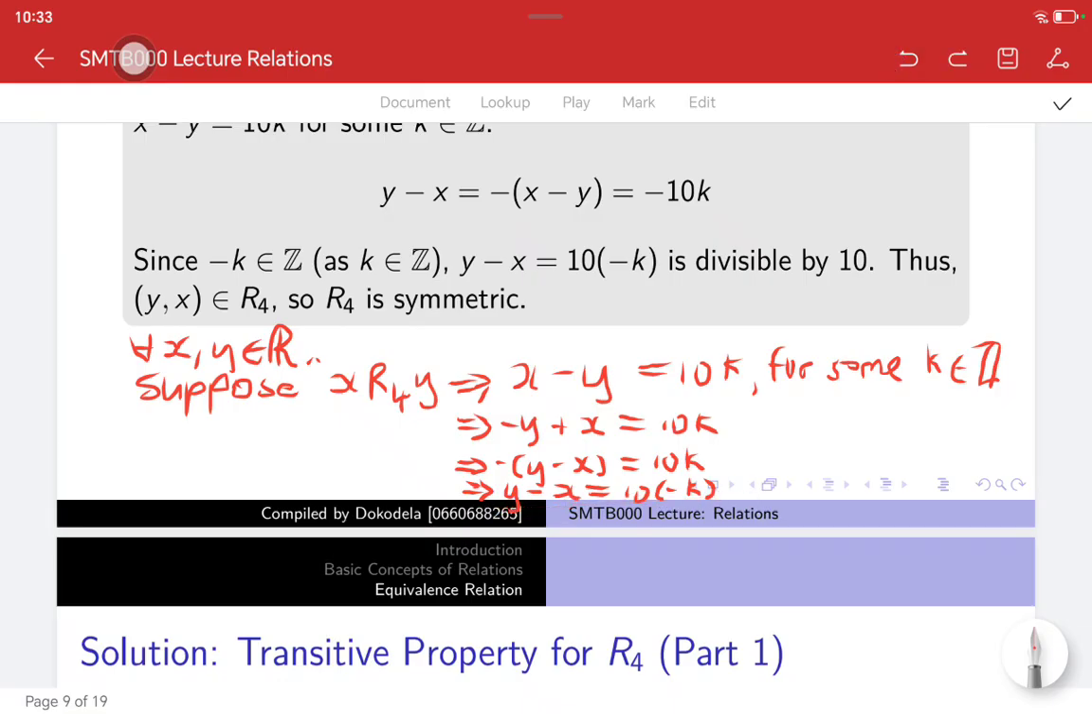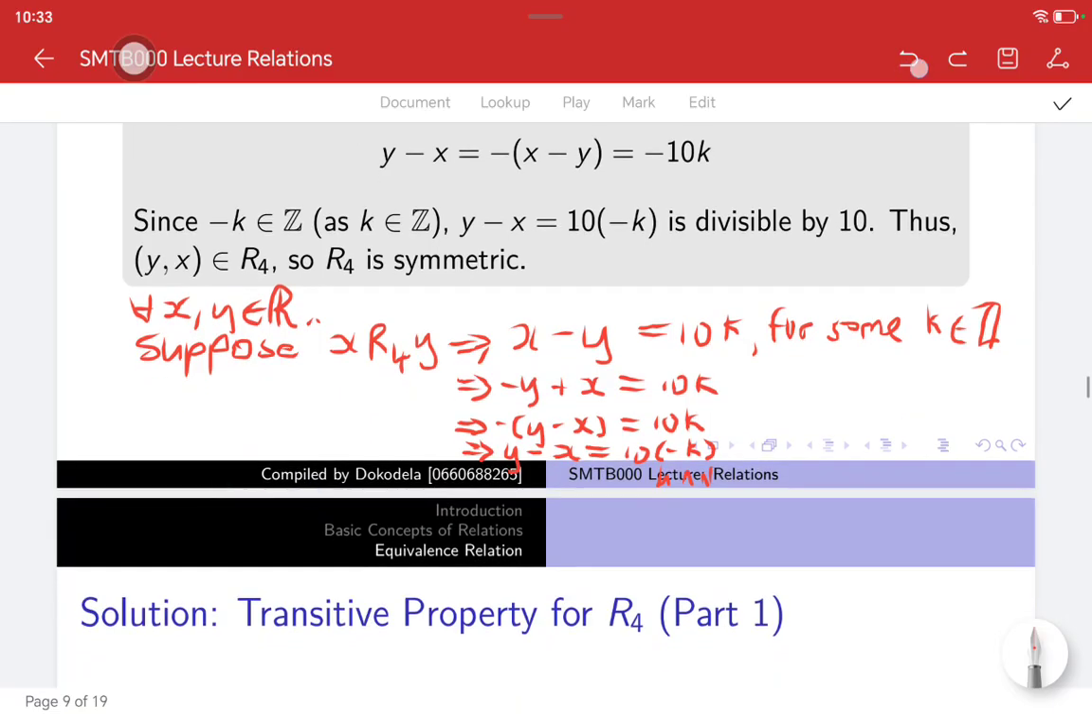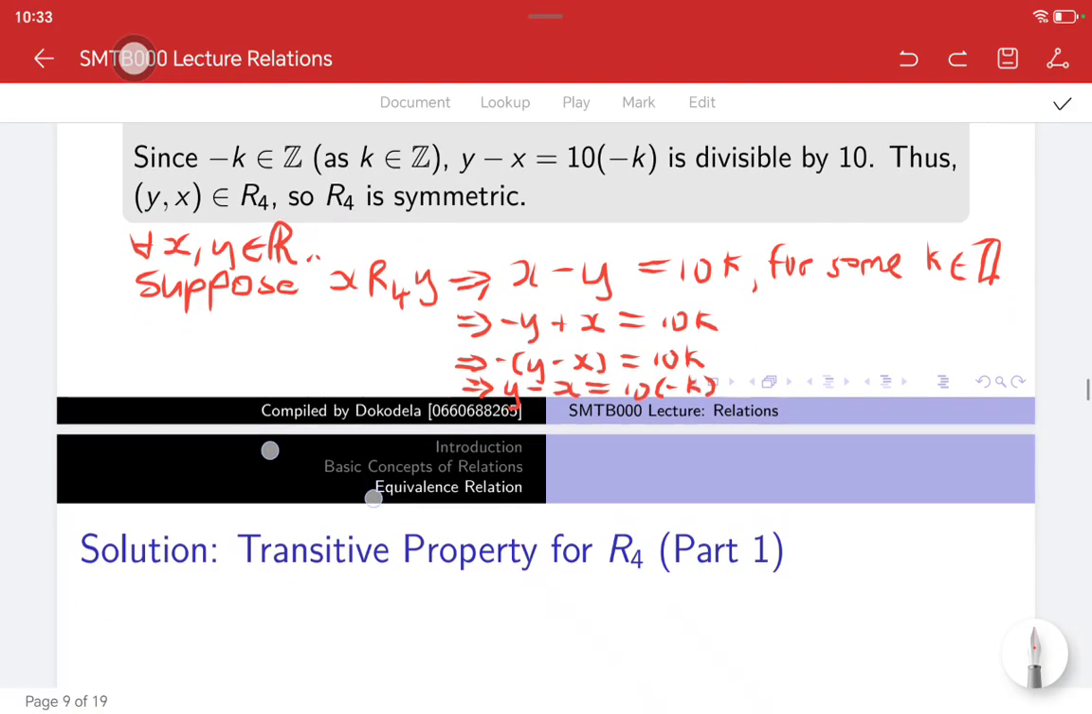Now we're going to say, since this is an element of an integer, hence this whole statement is divisible by 10. Thus, y is related to x, which is an element of R4. So R4 is symmetric. Now, any question? If you have a question. If not, we proceed. We're done showing that this is symmetric.